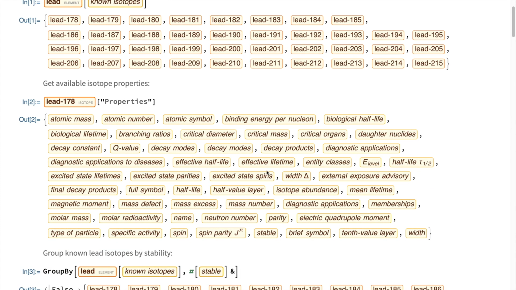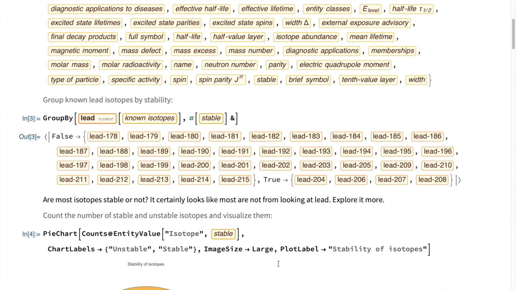One of these properties is whether the isotope is stable or not. So let's go ahead and group lead isotopes by their stability using the group by function. We see that only a few isotopes are actually stable, and most are not stable. Is this true for all elements?